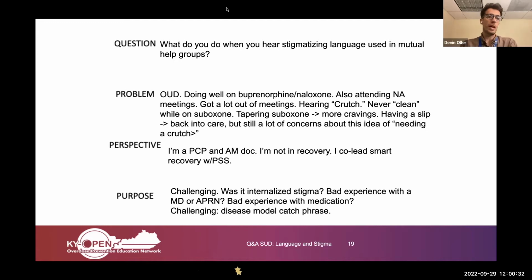I'm wondering if others have other ideas for addressing this issue. Millie brings up.